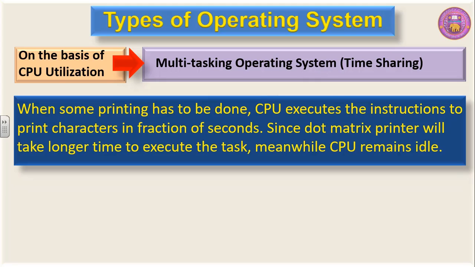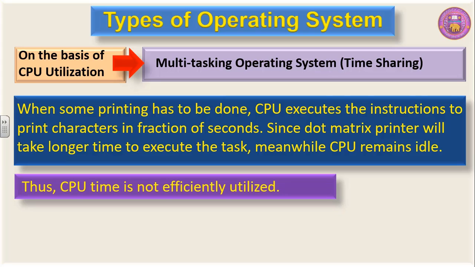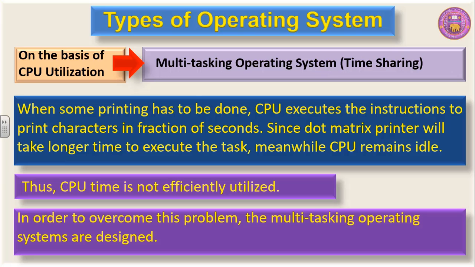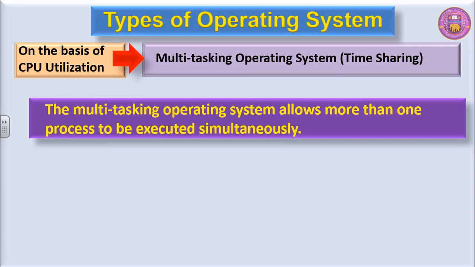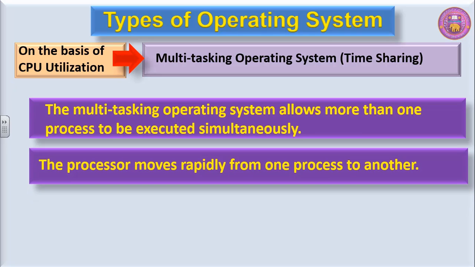When some printing has to be done, CPU executes the instructions to print characters in fraction of seconds. Since dot matrix printer will take longer time to execute this task, meanwhile the CPU remains idle. Thus the CPU time is not efficiently utilized. In order to overcome this problem, the multitasking operating systems are designed. The multitasking operating system allows more than one process to be executed simultaneously. The processor moves rapidly from one process to another.